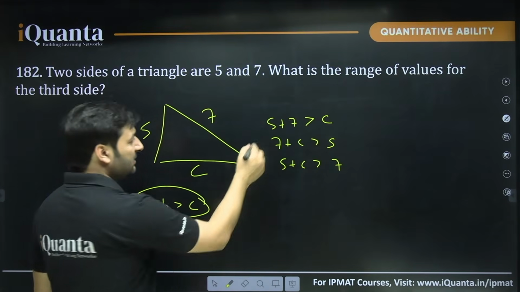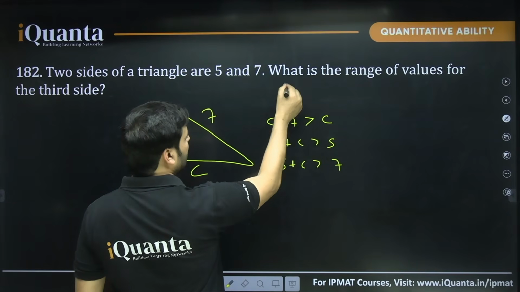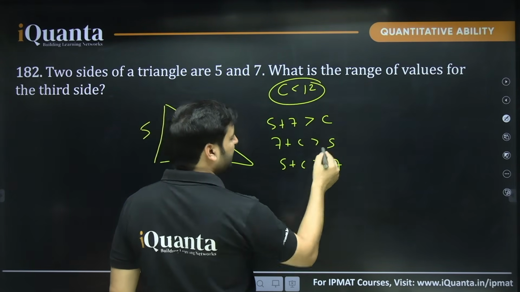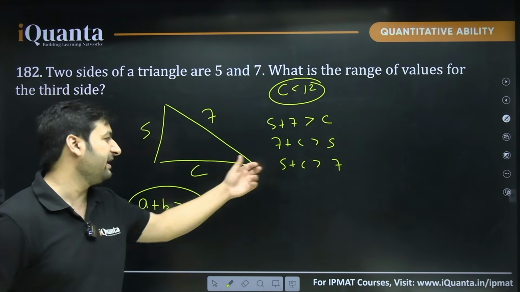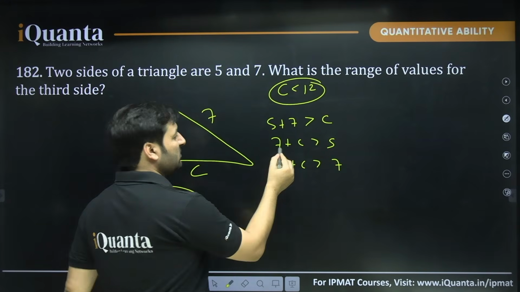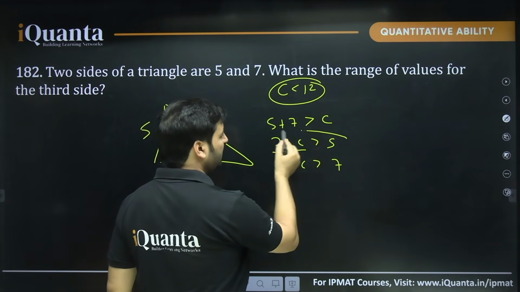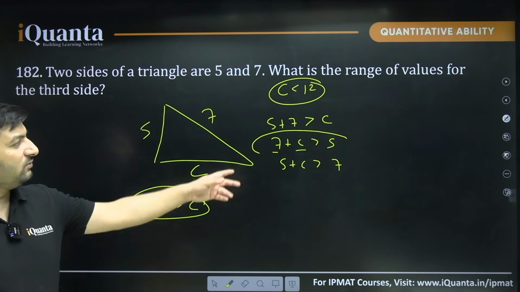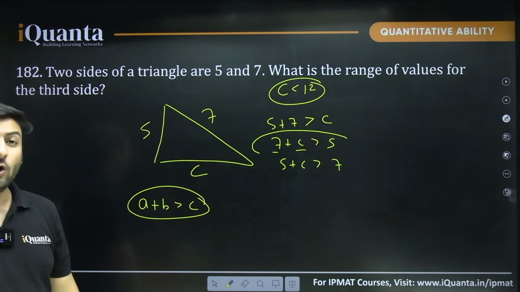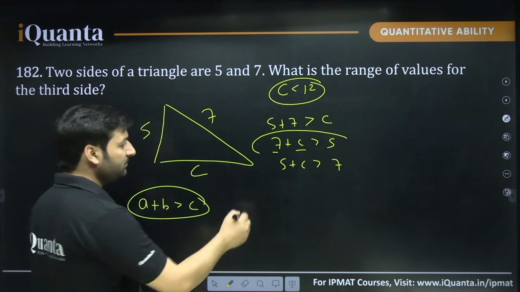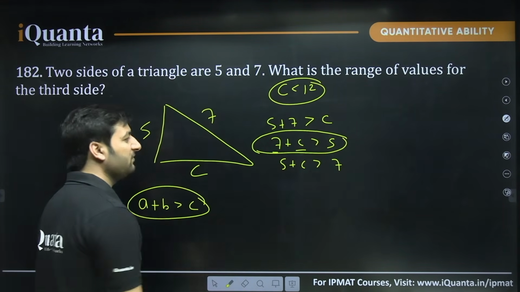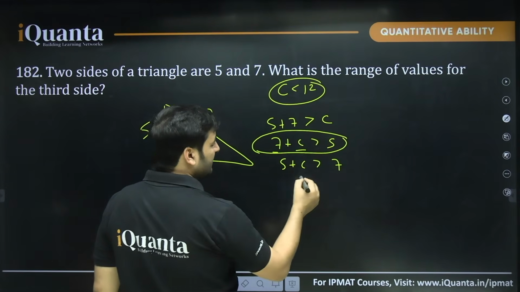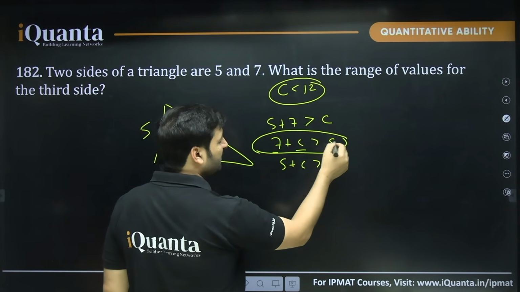Okay, this basically means 12 is greater than c, that means c is less than 12. This says that 7 plus c will be greater than 5. Is this ever possible to fail? C is the side of a triangle, it can never be negative, so 7 plus something positive is always greater than 5. This is going to happen for all values of c, whether c is 0, 1, 2, up to 10, whatever. But what about the third one?